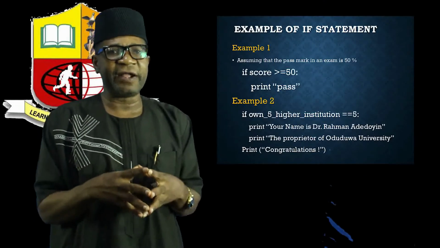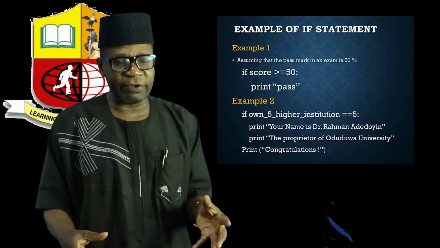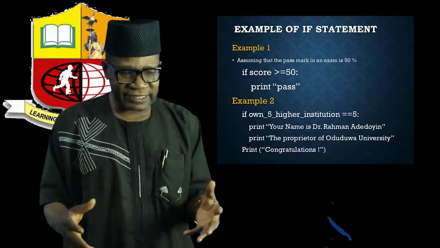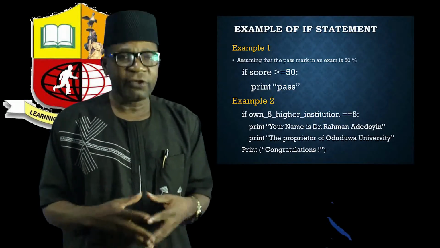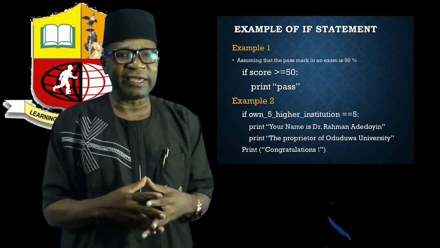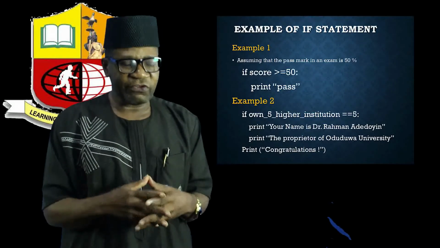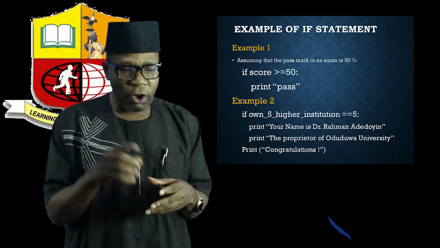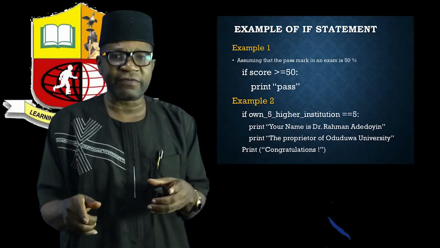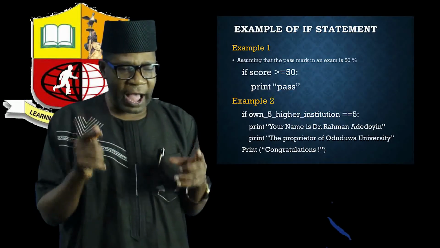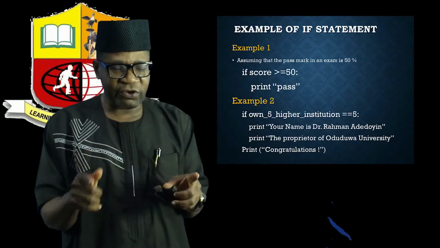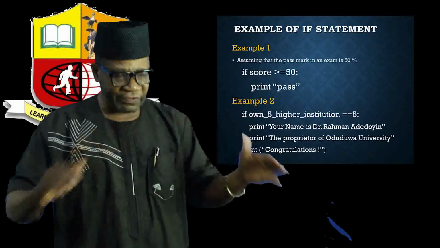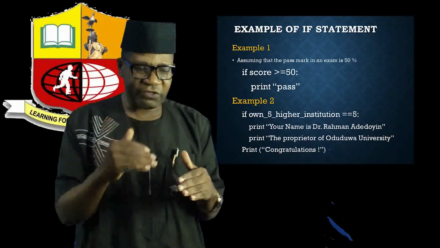Python is a very, very lovely programming language. It marks blocks by using indentation. So the block is where the indentation is. So the two print statements will be executed if own 5 higher institutions is equal to 5. If that is equal to 5, the first print statement is executed, the second one is executed, and of course the third will be executed.